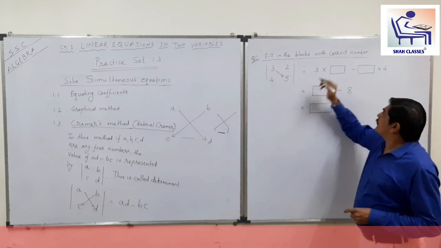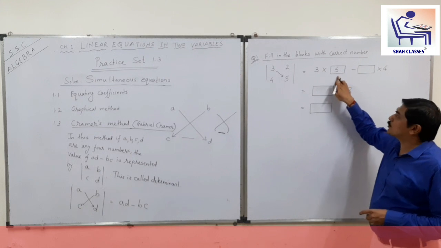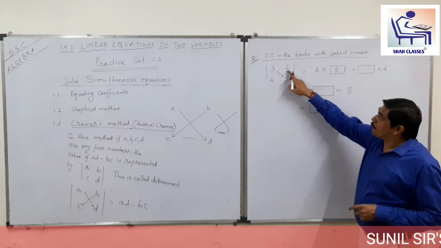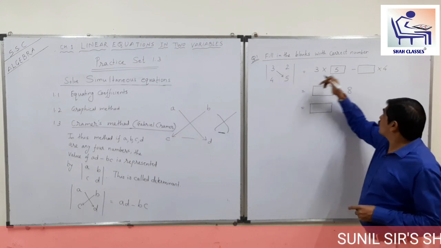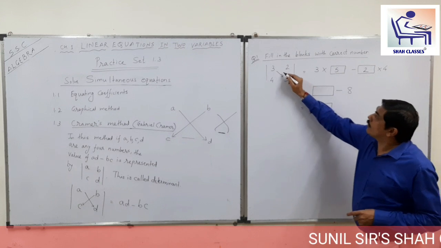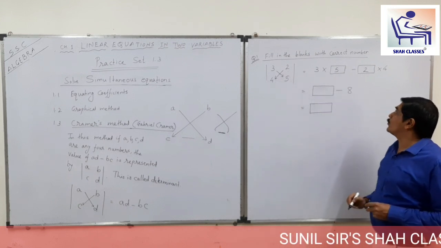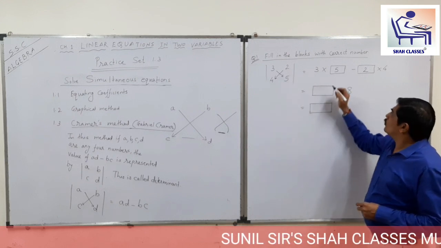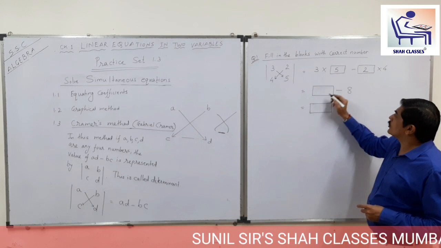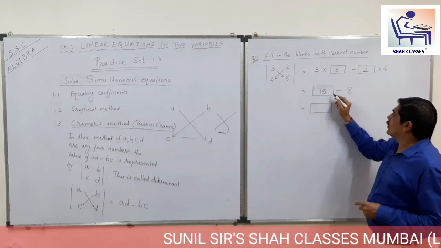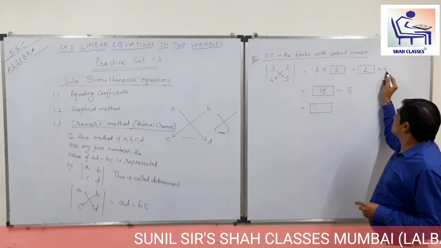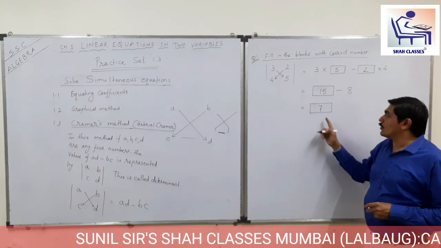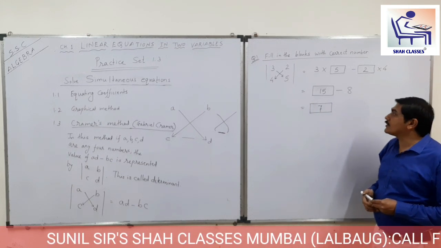3 into 5. So 3 into 5. In this first box we have to fill up 5. Then the minus sign is already given. Now B into C, so 2 into 4. Here we are going to multiply this way. So in this box we will fill up the value of 2. Now what is the value here? 3 fives are 15, and 15 minus 2 into 4, which is 8. So 15 minus 8 is 7. So the final answer of this question is 7.